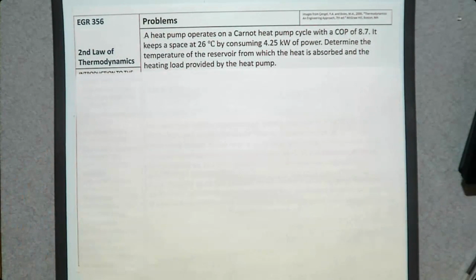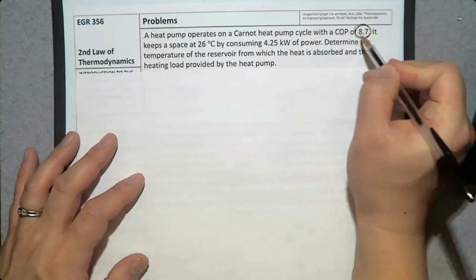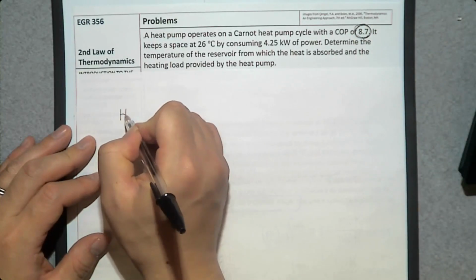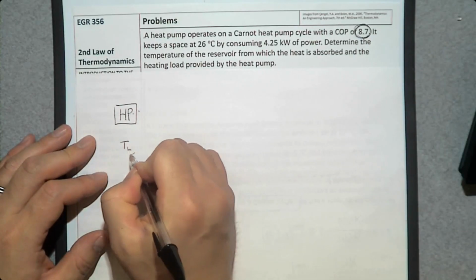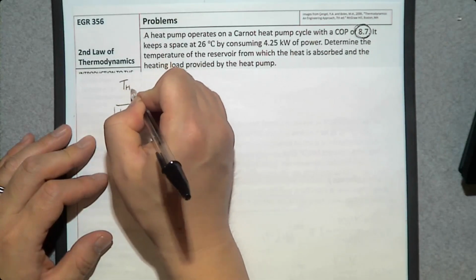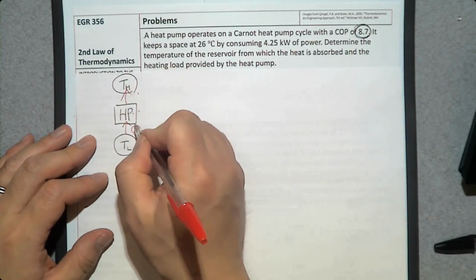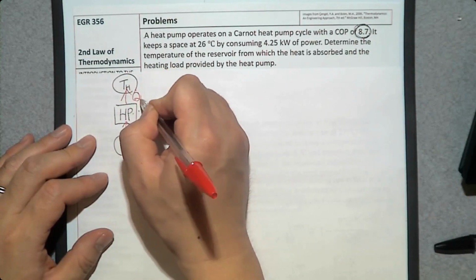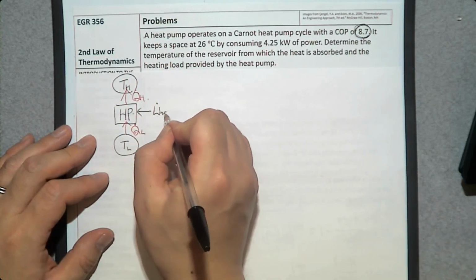Okay, so we have a heat pump that operates on a Carnot heat pump cycle. So that's an ideal heat pump. COP should be pretty high because it's an ideal system. So we have a heat pump that transfers heat from low temperature to high temperature for the amount of Q dot L, Q dot H. To make that happen, we need to provide work W dot net.